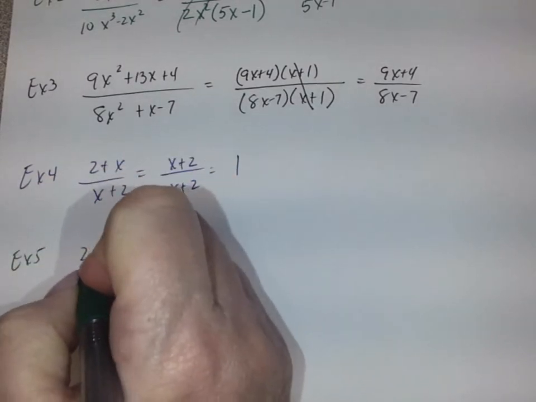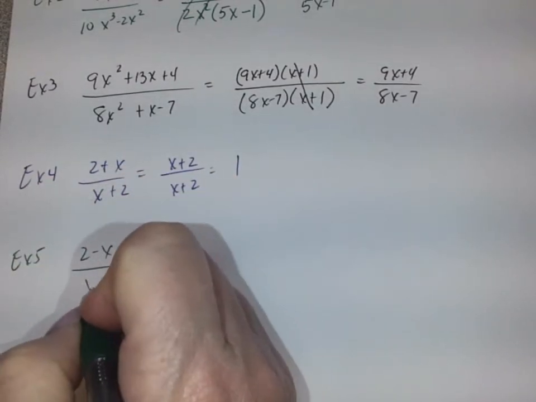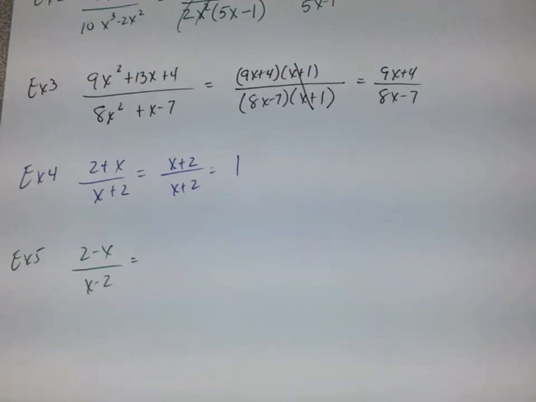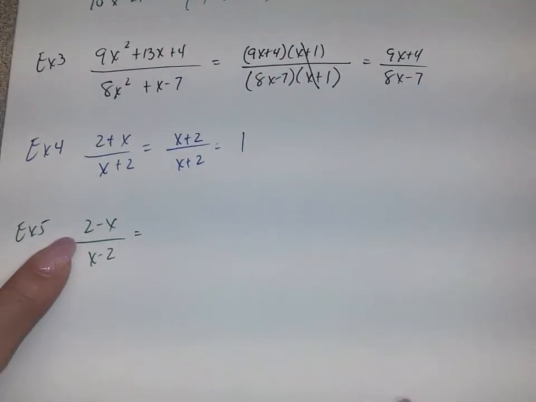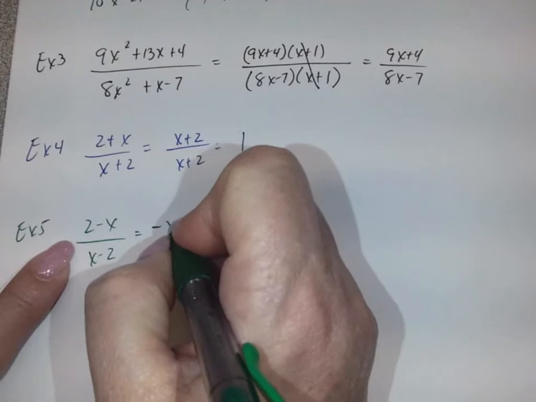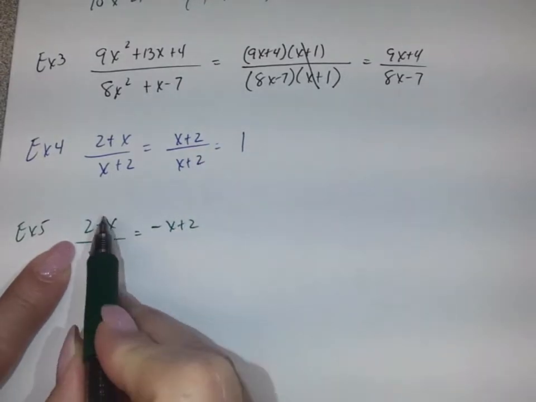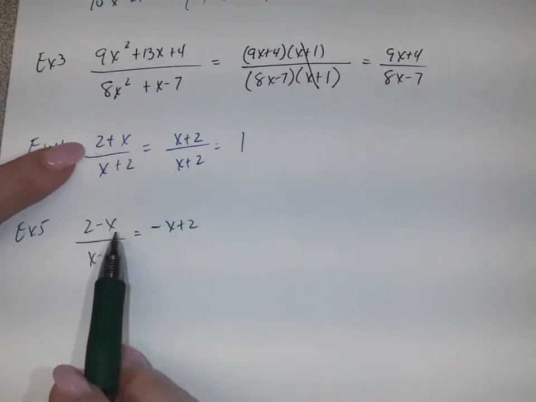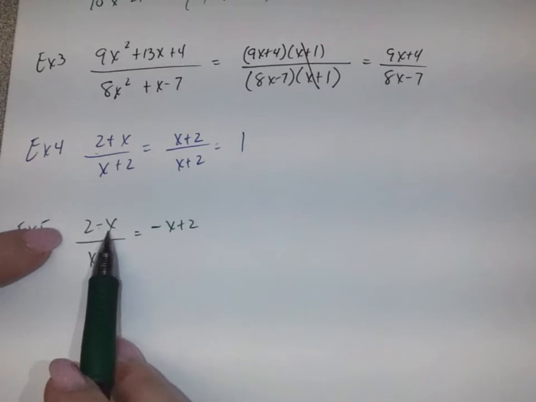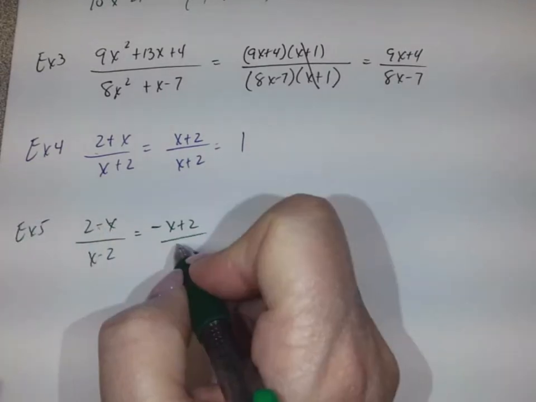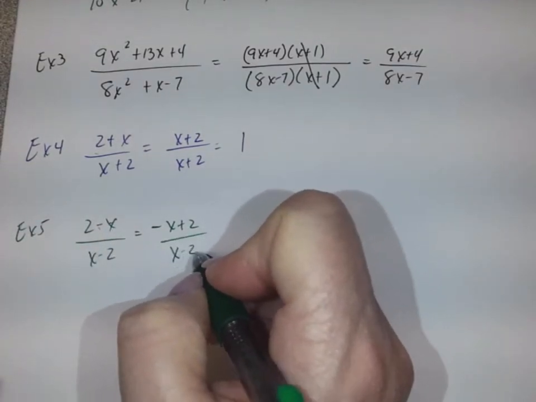Here we have 2 minus x over x minus 2. Well, let's change the order again so the x's are in the front. So I have negative x plus 2. Up here, they were both positive. Here, the x is negative, so make sure you bring that negative sign with it, over x minus 2.